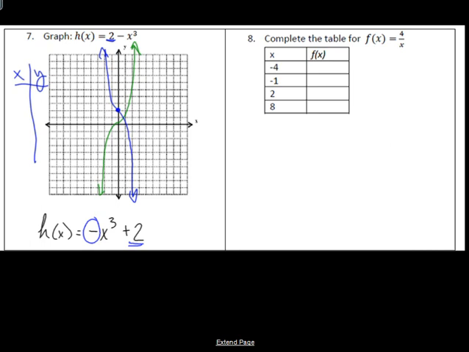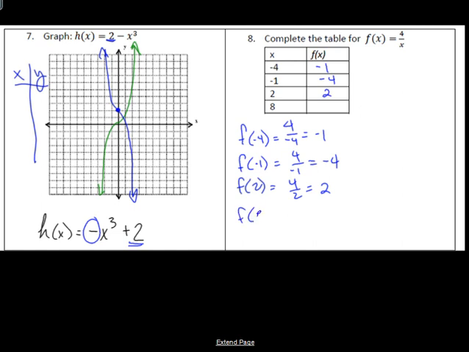For number 8, we have to complete our table here. So we're going to do f of negative 4. That's going to be 4 divided by negative 4, which would be negative 1. Then f of negative 1, which will be 4 divided by negative 1, which is negative 4. I do f of 2, just 4 divided by 2, or 2. And the last one, f of 8, is 4 divided by 8, which reduces to 1/2. Plug the x values in, and then do your arithmetic to simplify.